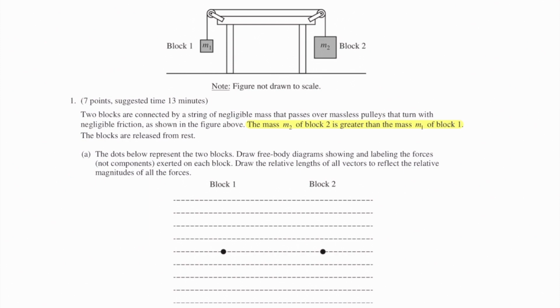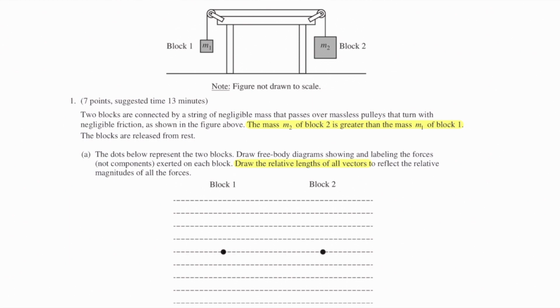So question A says that the dots below represent the two blocks, and it asks us to draw free body diagrams showing and labeling the forces, not components, exerted on each block. And it's important to draw the relative lengths of all the vectors to reflect the relative magnitudes of all the forces. So let's start with block 1. We know that block 1 has only vertical forces acting on it, no horizontal forces. And the only vertical forces acting on it are the force of gravity and the tension from the string. And let's start with the force of gravity.